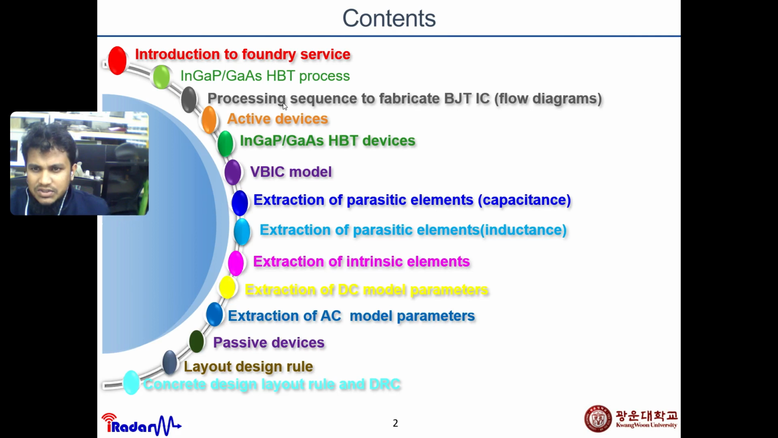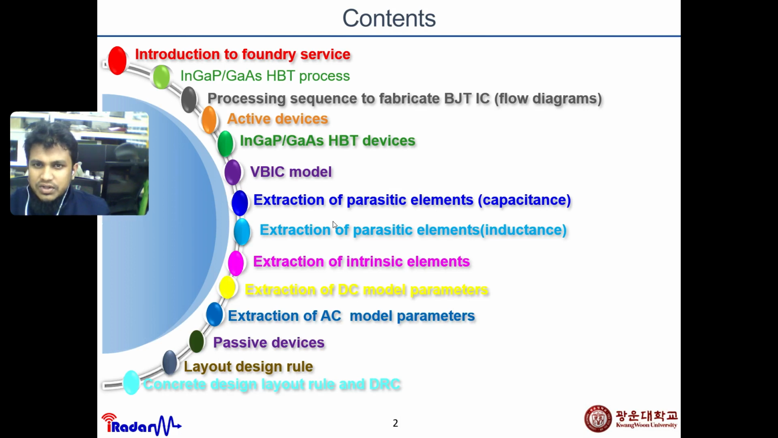heterojunction bipolar transistor process sequence to fabricate, HBT IC flow diagrams, some active devices, indium gallium phosphate HBT devices, HBT IC models, extraction of parasitic elements, that is, parasitic elements we call capacitance, extraction of parasitic elements, inductance, extraction of intrinsic elements, extraction of DC model parameters, extraction of AC model parameters. AC means alternating current, and DC means direct current model parameters, passive devices, layout and design. In the last I say the concrete design layout and DRC (design rule check), how to check the errors. So these all are the contents of my presentation.